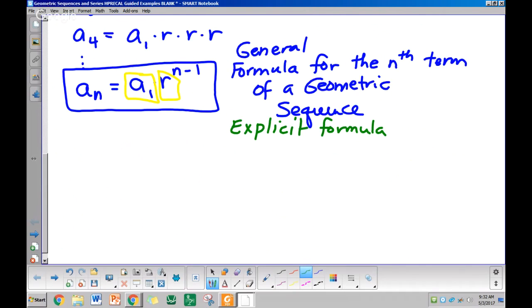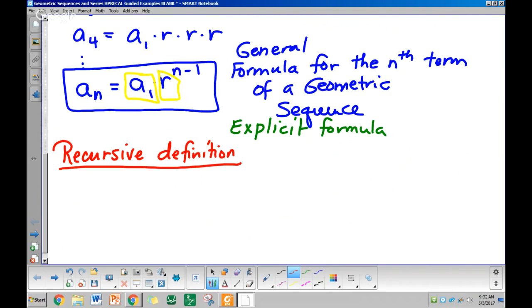What about the recursive definition? Recursive means you're taking the term before it and doing something. So if I want the nth term, I'm going to take the term before it, which is a sub n minus 1, and do what to it? Multiply by r. Again, the drawback being, you have to know the term in front of it in order to use it.